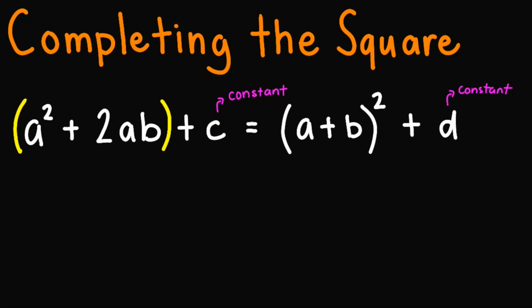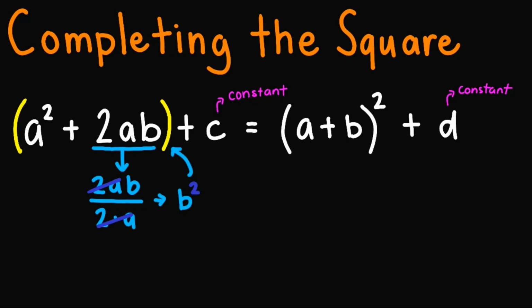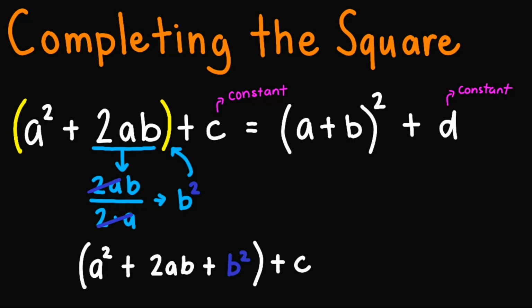And now let's apply completing the square. We focus on this term out here. What we do is we divide this by 2, and we divide this by the square root of the first term, which is a squared. Its square root would be a. Divide these two, and we'll obtain b. Take its square, and this is what we add back in this group. So essentially we'll have a squared plus 2ab plus b squared plus c.